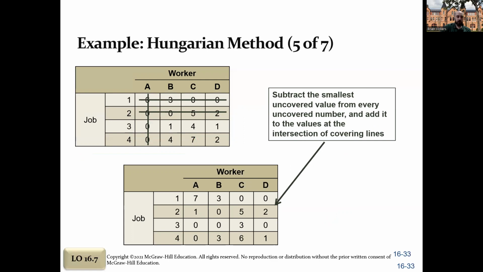The number of lines to draw, if it still takes 3, if I can still cover with 3 lines, I have to do that again, but it doesn't. It takes me 1, 2, and we'll say 3, 4, right? So it took me 4 lines. I can't do it with 3 lines anymore, so I'm good. Anytime it takes me the same number of lines as there are rows, then I'm good. I can stop and make the assignment.